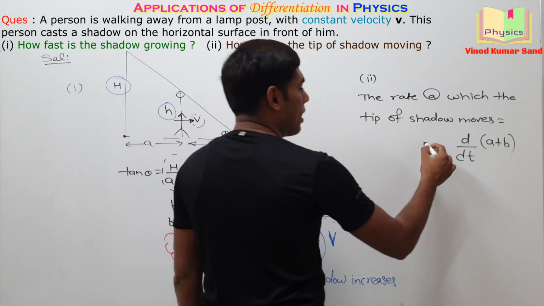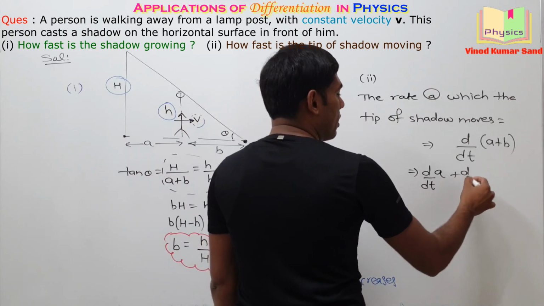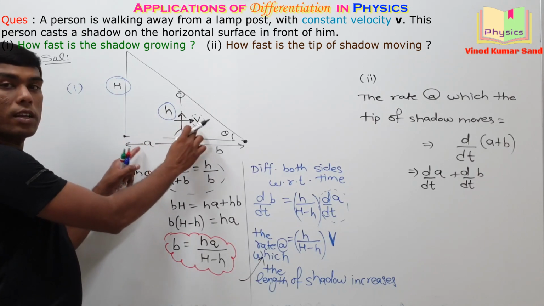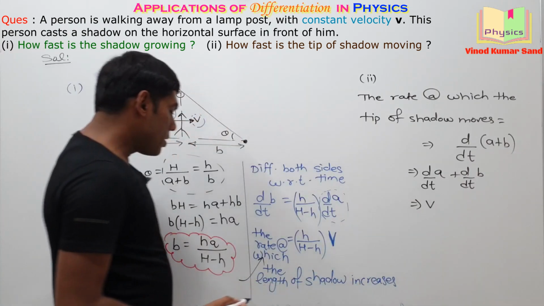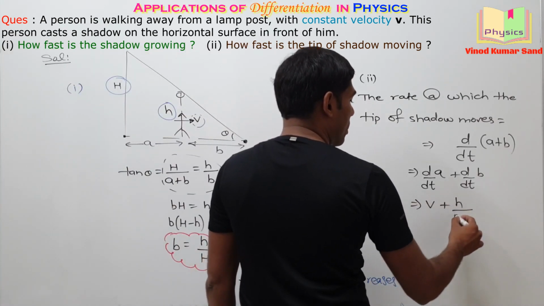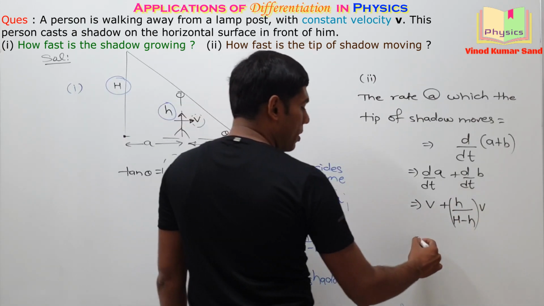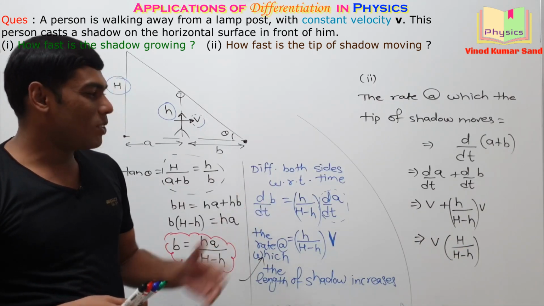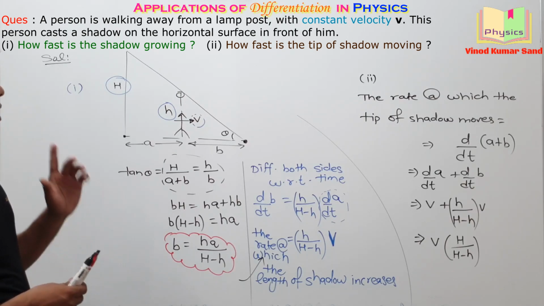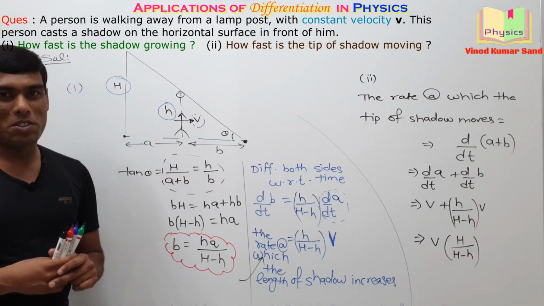So let us simplify this calculation. It can be written as d by dt of A plus d by dt of B. D by dt of A, the rate of change of A, we already know is V, plus d by dt of B is already available. It is small h divided by (capital H minus small h) multiplied with V. V can be taken out common here. This is the final answer. You can note it down. It's a pretty important question. And a similar question you'll find in the checkpoint. That question you should try to solve yourself.